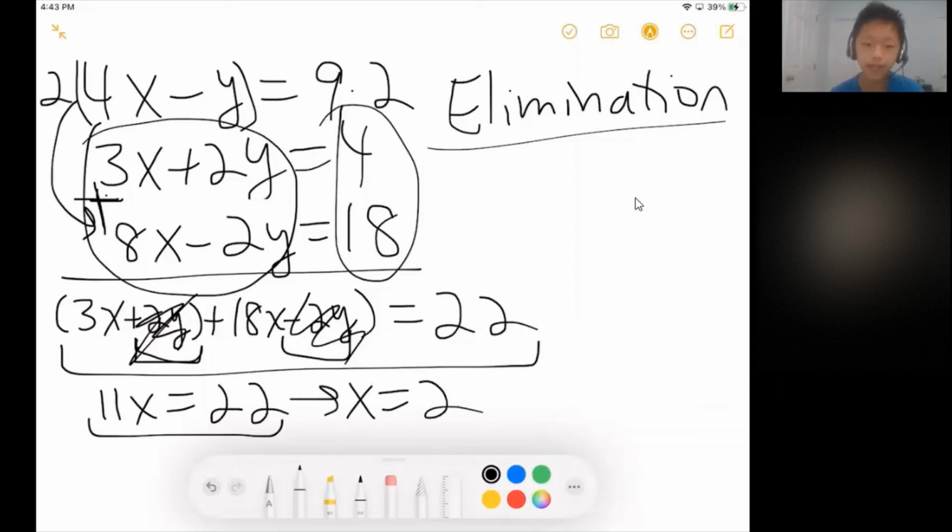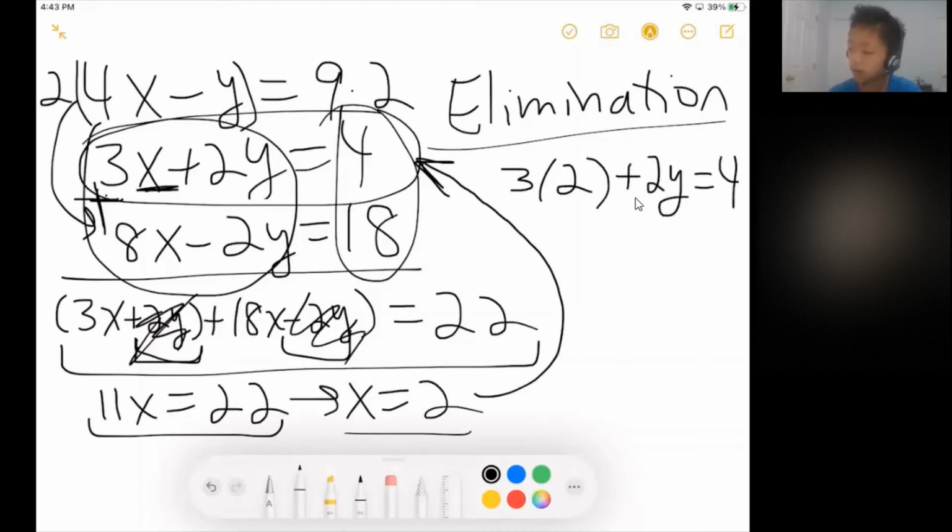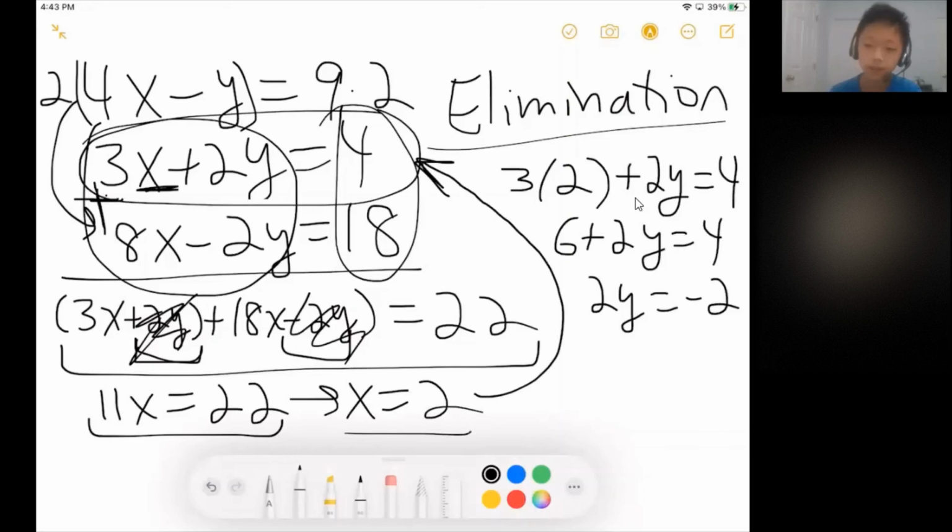Now that you have x equals 2, you can plug 2 into any of these equations. Maybe we can plug it into this equation over here, and we can solve for y. So we would do 3 times 2. Remember, x is 2, so we replace x with 2, plus 2y, and this has to equal 4. So 6 plus 2y has to equal 4. You subtract 6 on both sides, 2y is negative 2. And you divide by 2 on both sides, so you get y is equal to negative 1. And yeah, this would be your answer. x is 2, y is negative 1.